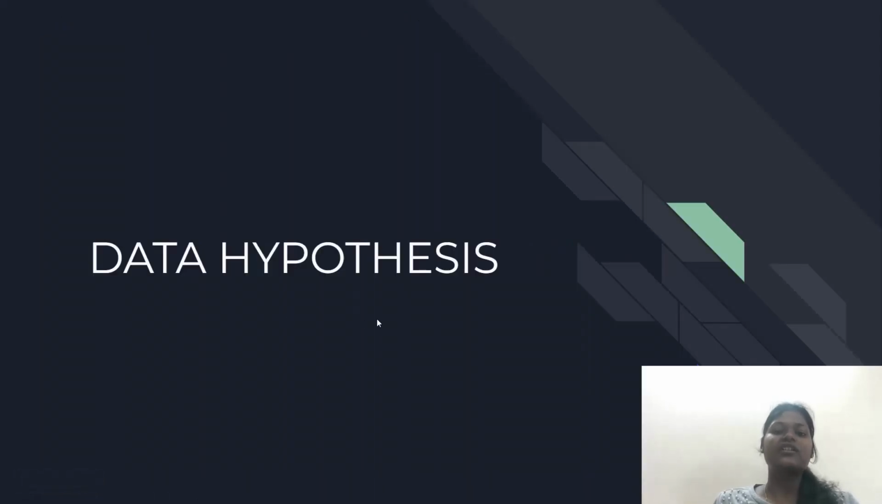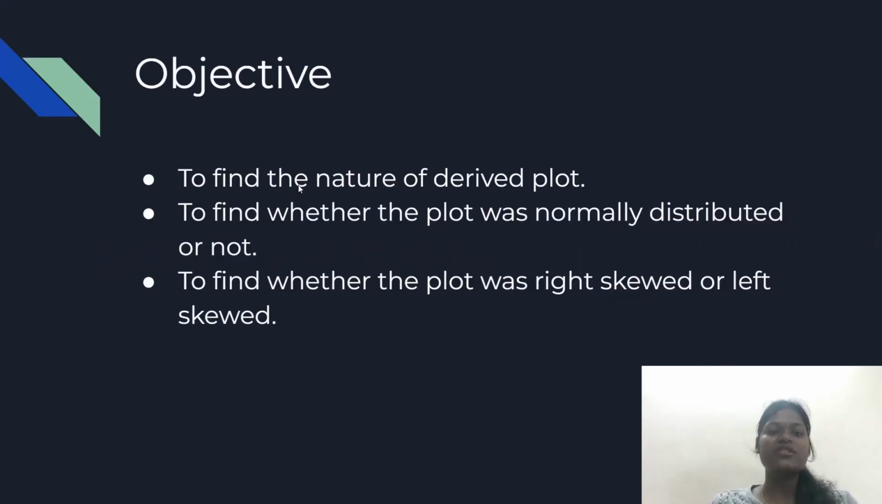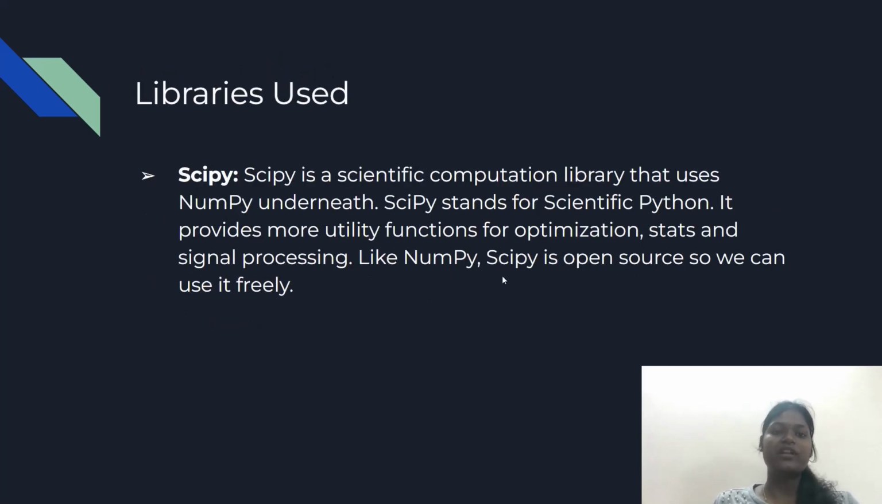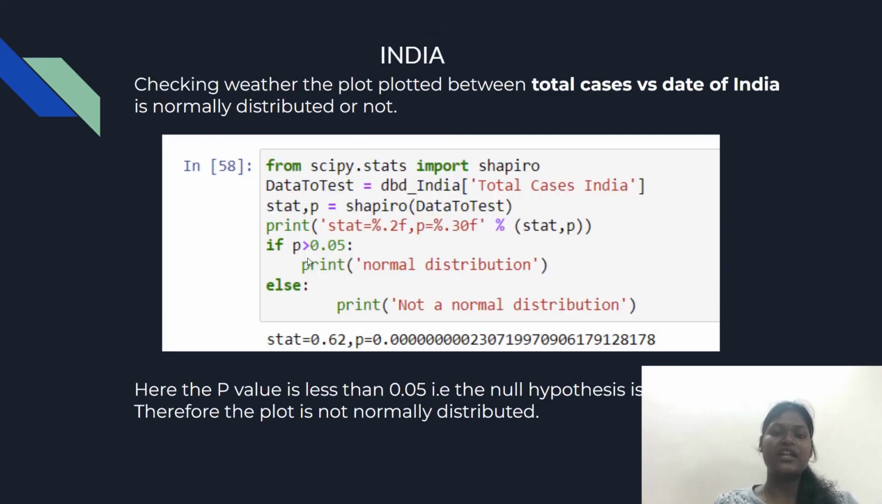Data hypothesis. In this part, we have used a statistical theory named null hypothesis. The main objective is to find the nature of the data plot. For that, we want to find whether the plot is normally distributed or not, or whether the plot is right or left skewed. The library we have used is the SciPy library.